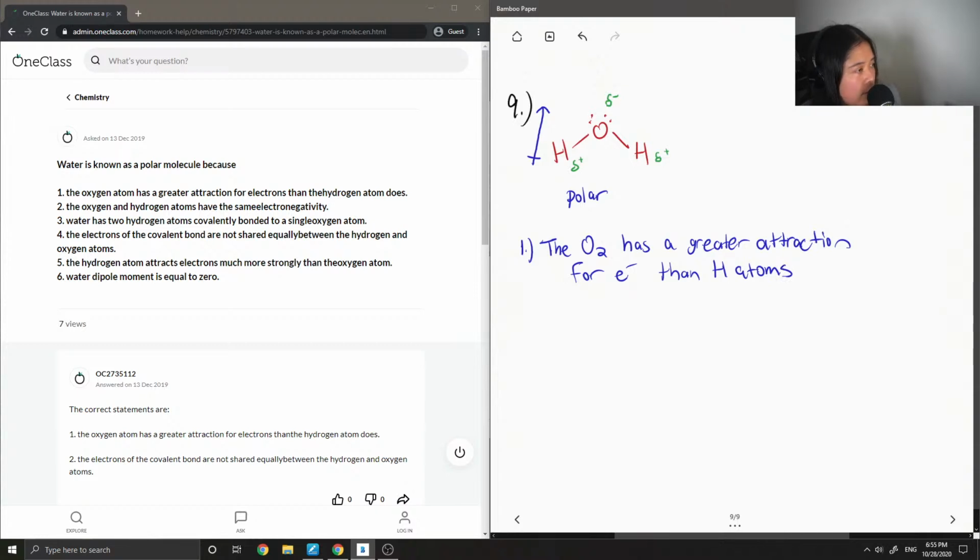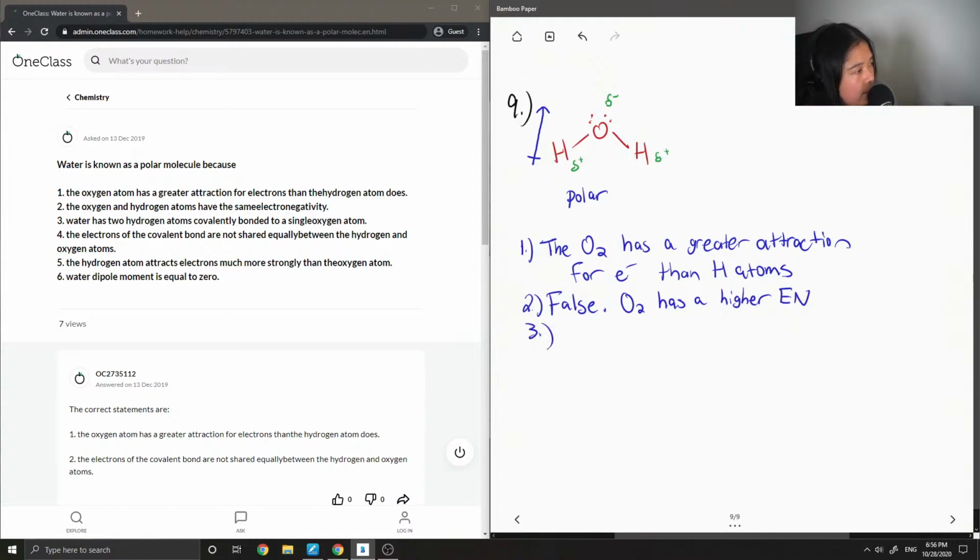2, the oxygen and hydrogen atoms have the same electronegativity. So we know that this is false, since oxygen has a higher electronegativity than the 2 hydrogens.